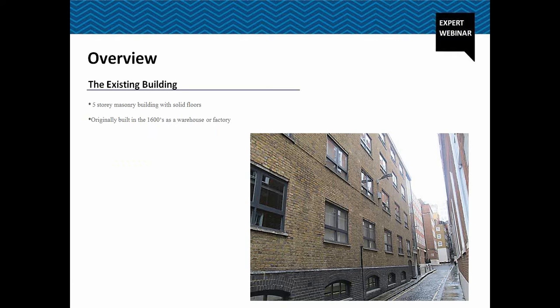In this case, the property is a 5-storey masonry building with solid roof and floors. It was originally built in the 1600s as a warehouse or factory. This is an image of the building.